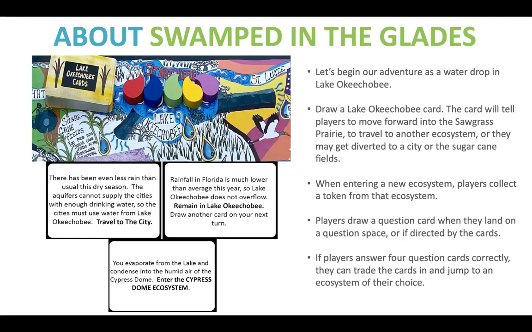If a player lands on a question space, they are gonna draw a question card and answer the question card. If they answer four question cards correctly, they can trade the cards and jump to an ecosystem of their choice.